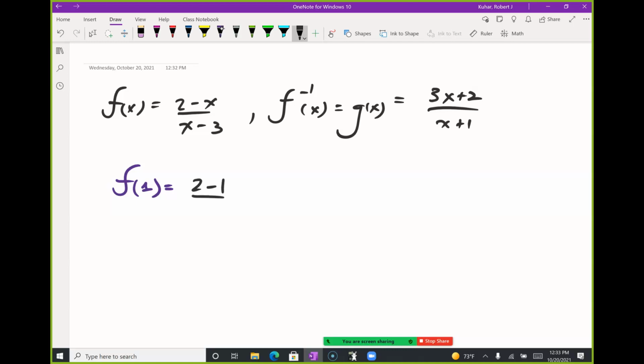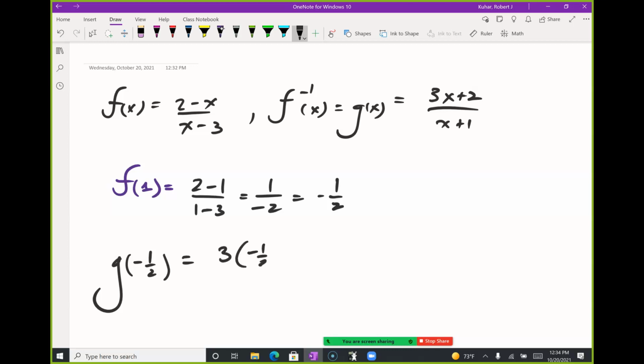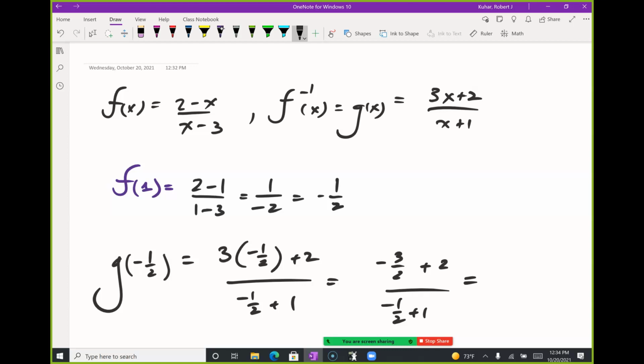So (2 minus 1) over (1 minus 3) is 1 over negative 2, so negative 1/2. So we're going to take that output, right? We agree here, negative 1/2? We're going to take that output and put it into G and see what happens, right? So G of negative 1/2. So 3 times negative 1/2 plus 2, all over negative 1/2 plus 1. So minus 3/2 plus 2 over minus 1/2 plus 1. Right? And I'm doing arithmetic here, so you do it the way you want to. I'll do it the way I want to.